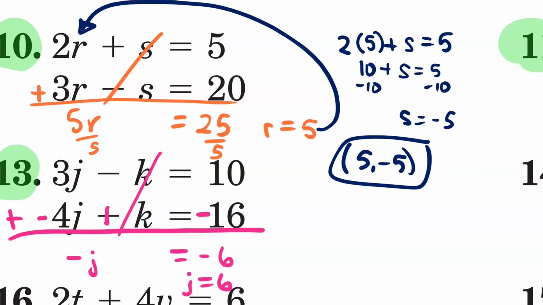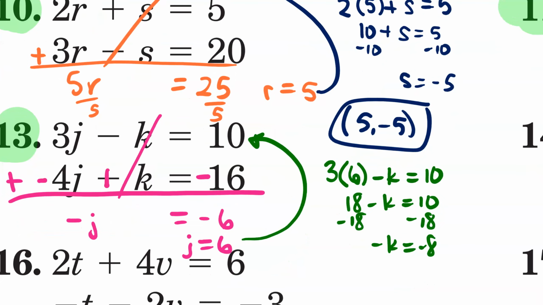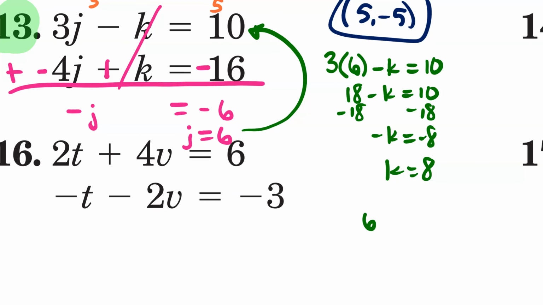Okay, so I have what j is equal to, I can plug it in up here, 3 times 6 minus k equals 10. 18 minus k equals 10, so subtract 18. Negative k equals -8, which means k equals 8. Let's see, jkl, so j is first, so 6 comma 8 would be my solution.